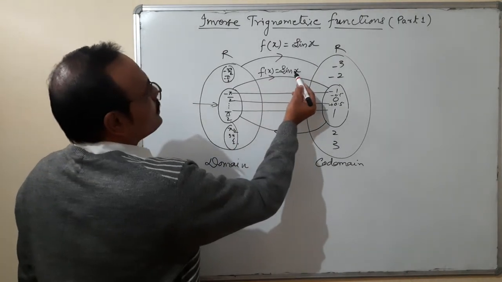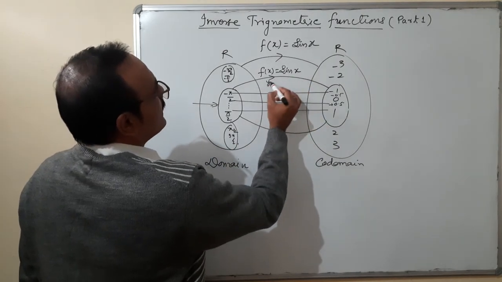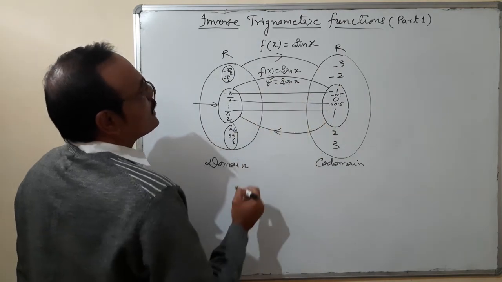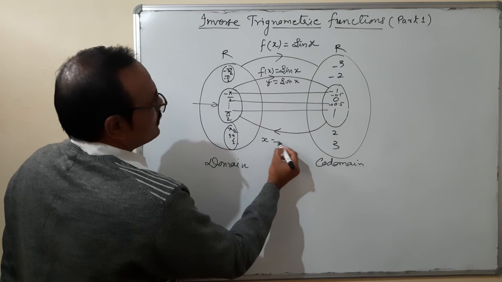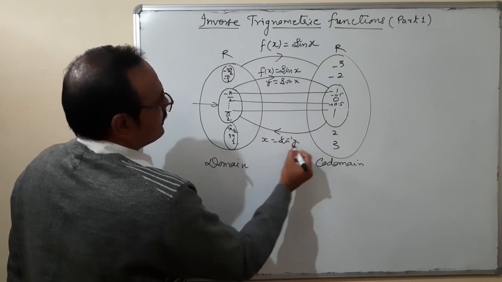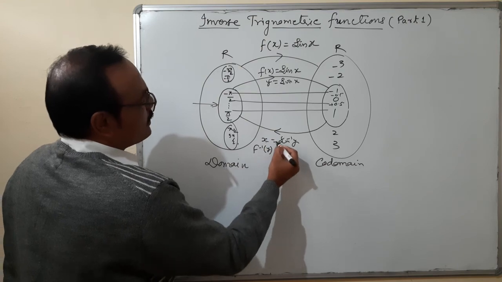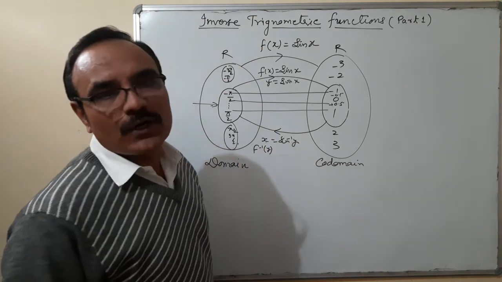So f of x is equal to sin x, that means y is equal to sin x. So that means the value of x is equal to sin inverse y. X is equal to sin inverse y. And what is the value of x? F inverse y. So f inverse y is equal to sin inverse y.